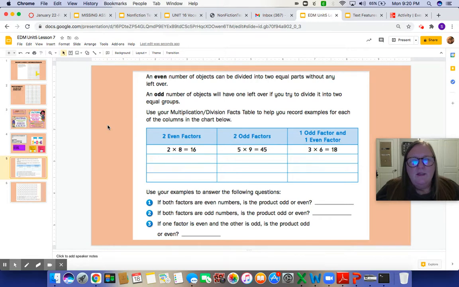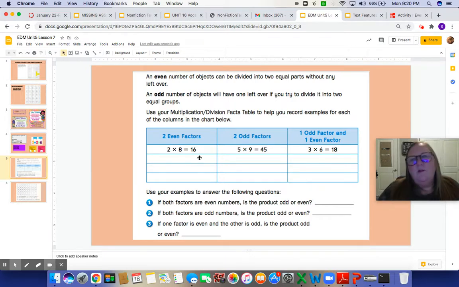You're going to use your multiplication chart that I gave you, or you can go on the home page and look on the multiplication chart if you need to. They want you to think of two even factors. Remember, factors are the two numbers we multiply together. So 2 times 8, those are both even numbers, and they equal 16. If you notice, 16 has a 6 in the ones place. That means it's an even number.